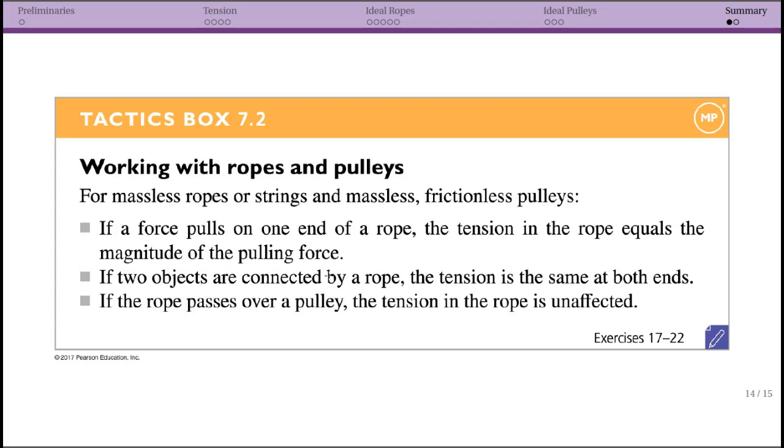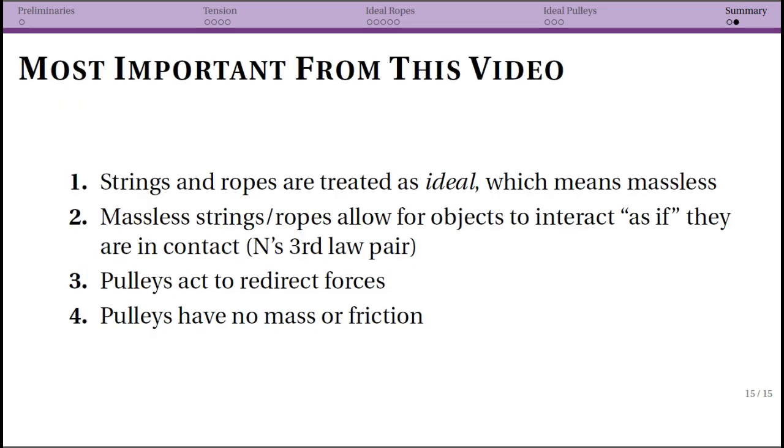If you have two objects connected by a rope, whether they are horizontal or vertical, the tension is the same at both ends. And what that gets to mean is that you can have them as if they are directly interacting with each other as a Newton's third law pair. Finally, whenever we have a rope passing over a pulley, the tension isn't affected. All it is doing is changing the direction. So that's the idea of the ideal ropes and pulleys.